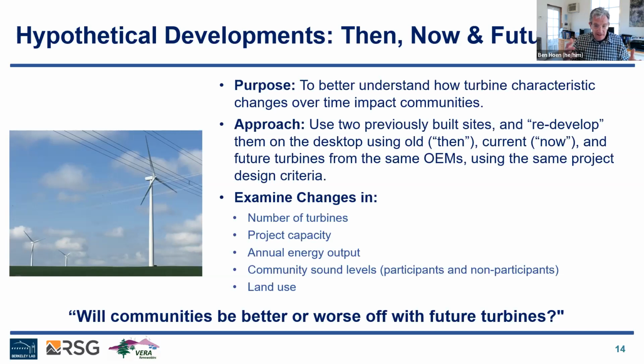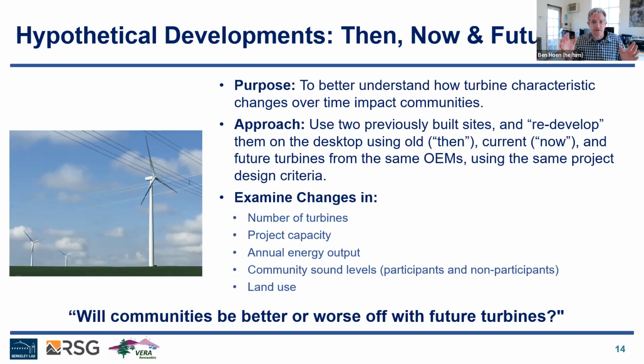We take two previously built sites, which I'll talk about in a moment, and we basically redevelop them on this desktop software using 3 epochs of turbines. We use turbines from the then period, which is basically the past, if you will. We use turbines from the now period, which is more current. And then we're going to look at turbines that will be installed in the future. And having the baseline from then, looking through now, and then looking to the future should give us a sense of how things have changed over time and will change in the future even further.